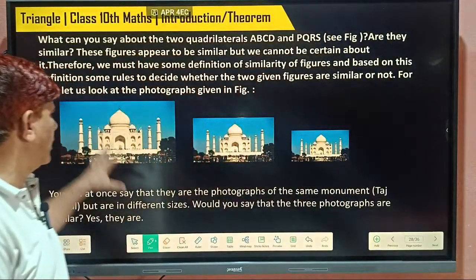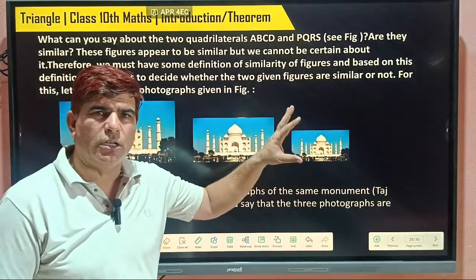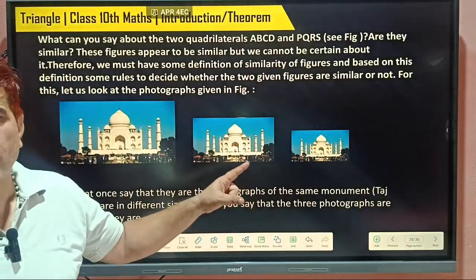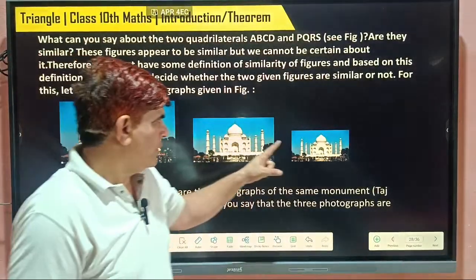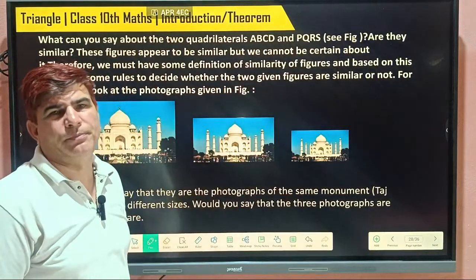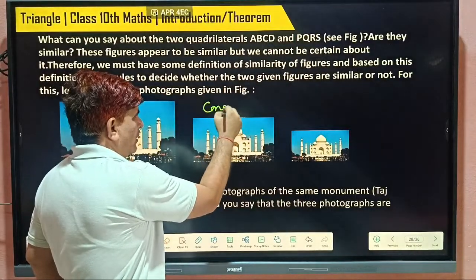Look one time, this is a bigger photograph of the Taj Mahal, this one is smaller than this, smaller than this. So what can you say? Is the shape the same or not? Same. Photo of the Taj Mahal. But their sizes are different. So definitely they are not congruent.